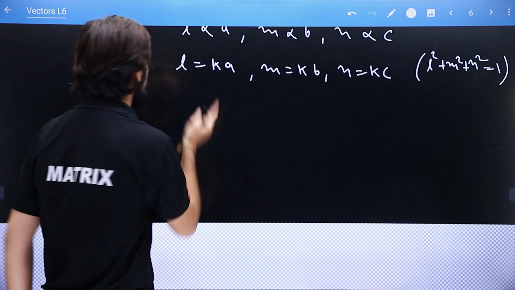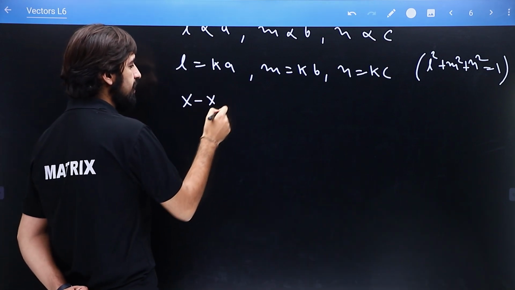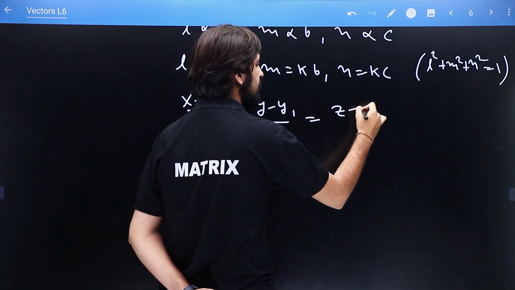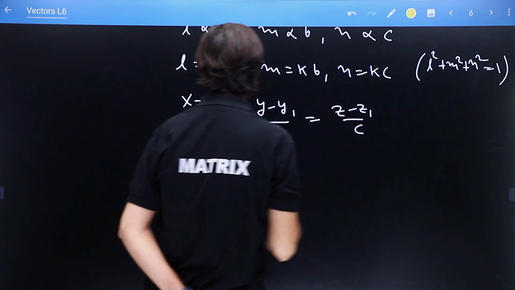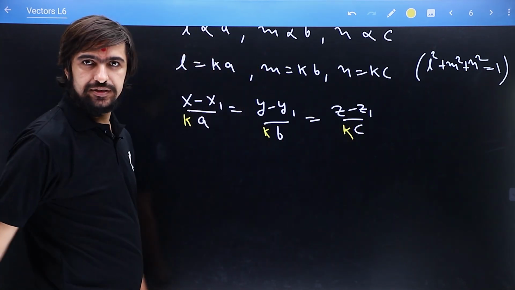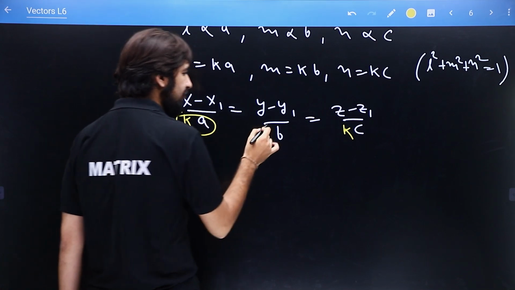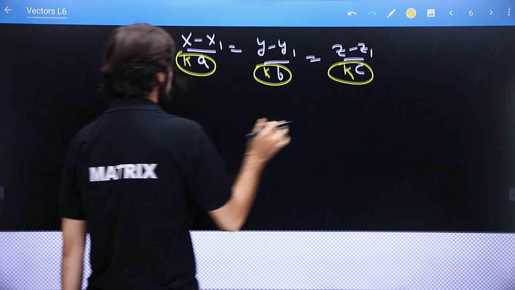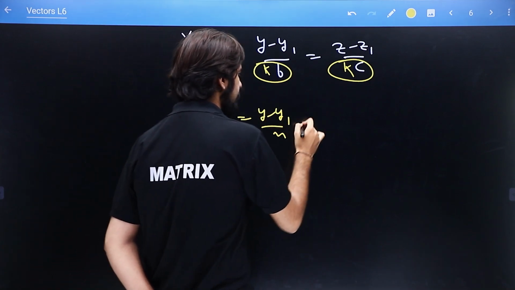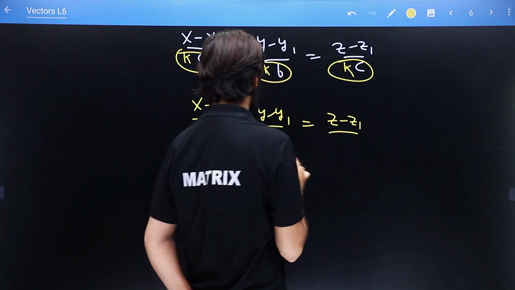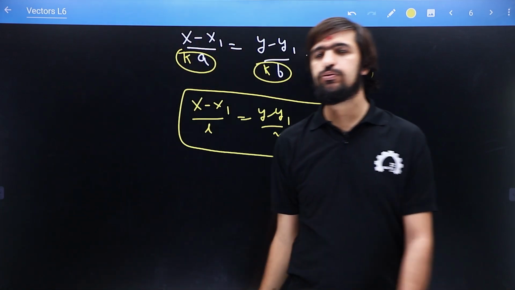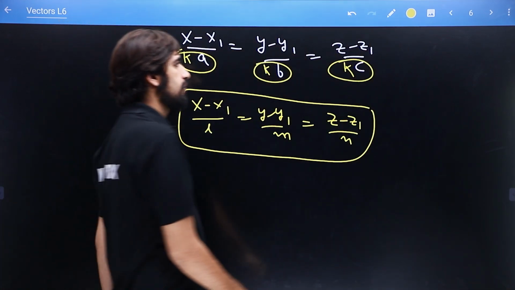But we don't need that. What was the equation of the line in DR form? X minus x1 upon A, y minus y1 upon B, and z minus z1 upon C. So what can you do? You can multiply by K in the denominator on all three sides. So it will convert into L, M, and N. So what will be the new equation? X minus x1 divided by L, y minus y1 divided by M, z minus z1 divided by N. So this is the equation of a line passing through a point and whose direction cosines are L, M, N.